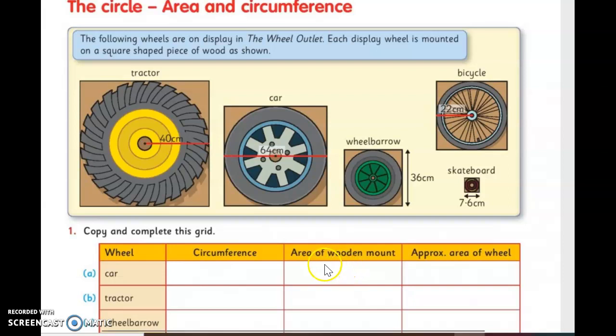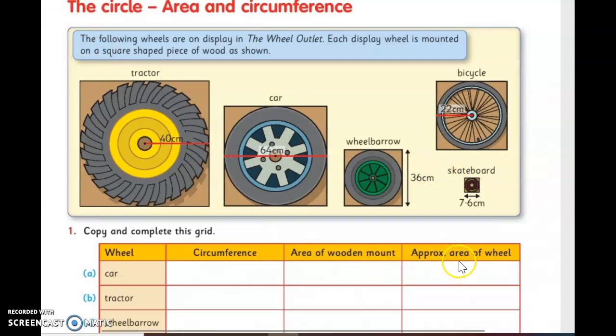The wooden mount will be the length by the width. So the car, for example, the width is 64 centimeters. Because it's a square, the length is going to be 64. So 64 multiplied by 64. Same for the wheelbarrow, length by the width. Bicycle, again, be careful because this is the radius. So double it to find the diameter, and then it'll be the length by the width. Be careful with the tractor.